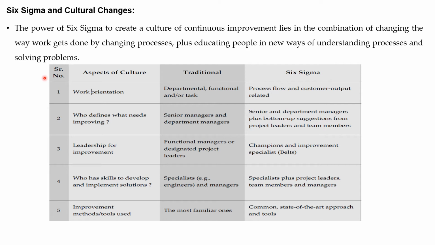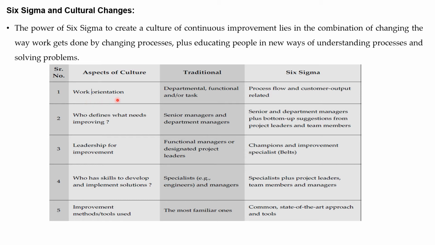Next is Six Sigma and cultural change. What is the difference between traditional and Six Sigma for various aspects of culture? Six Sigma mainly focuses on process improvement and defect reduction, and we can reduce the process variation. Then your organization's profit will increase, and you can sustain in the current market. Six Sigma is to create a culture of continuous improvement. Step by step we have to improve all the processes, and employees in the organization improve the process by reducing defects.